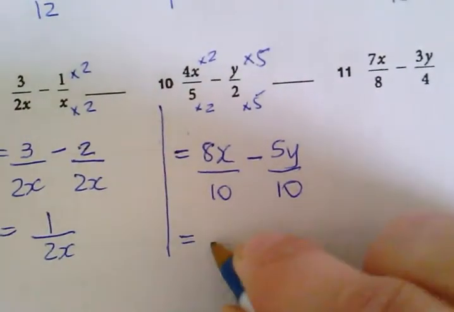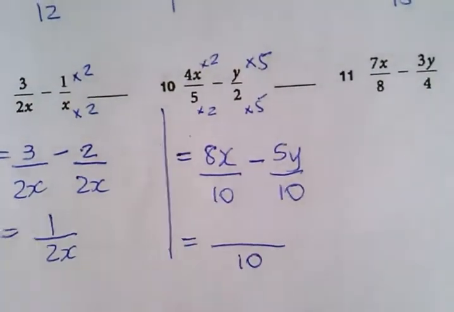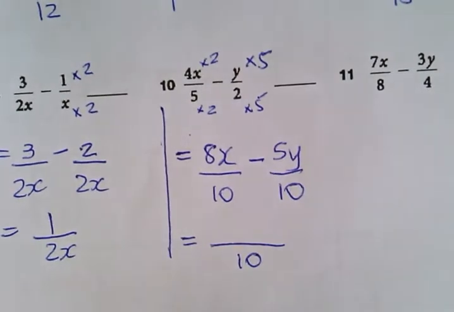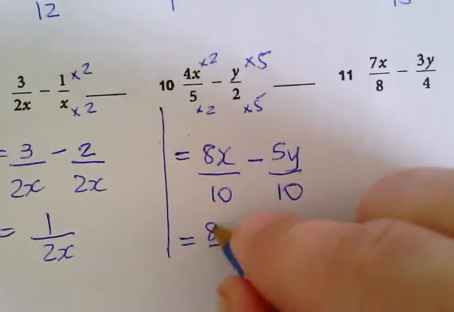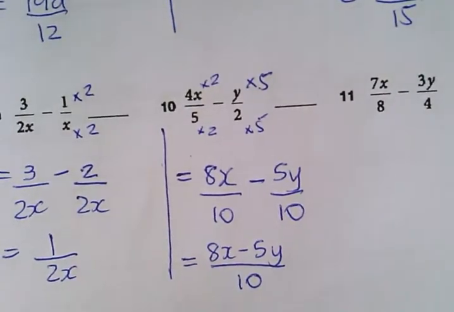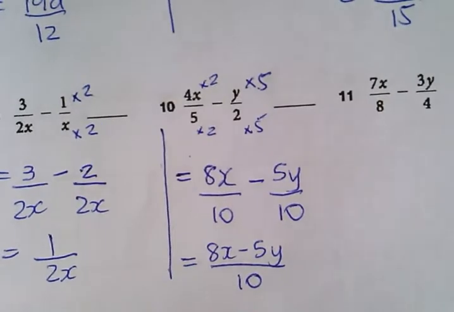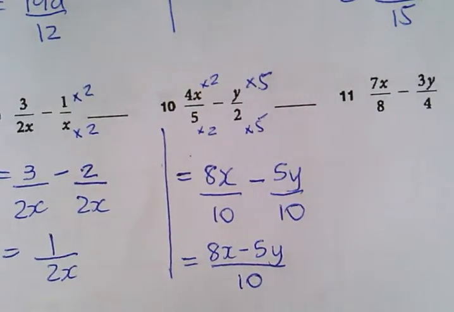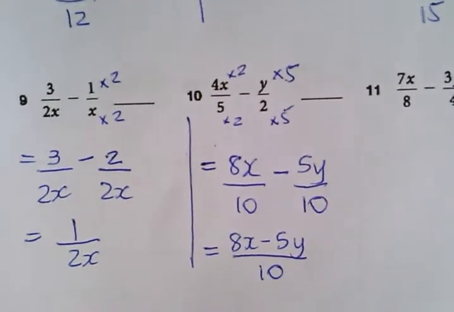Now, ladies, 8x take away 5y, they are not like terms. You can't go adding and subtracting x's and y's. You just leave it like one fraction. 8x take away 5y over 10. Okay with that? In all the other cases, we've been able to add or subtract the numerators. But in this case, we cannot.